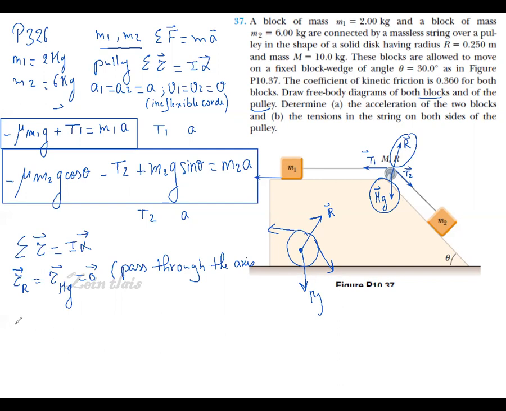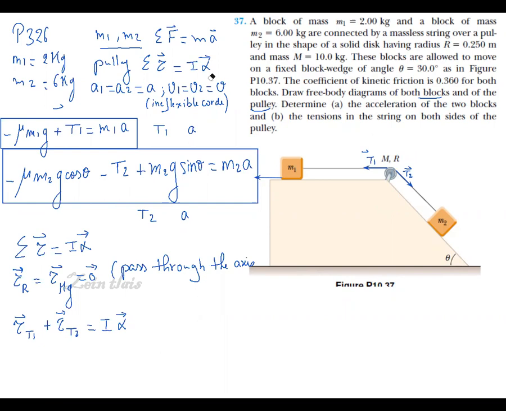What about tau of T1 plus tau of T2 equals I times alpha? Here, look, in general I take the positive direction as anti-clockwise. But okay, here I take this as the positive direction. Okay?